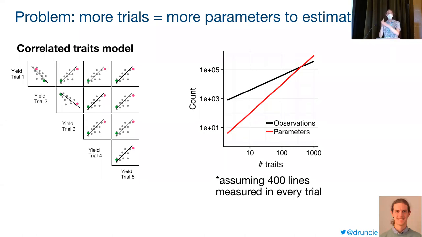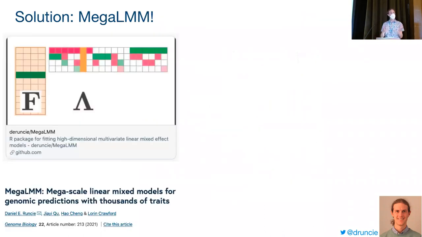And so you get very close, very quickly, to a situation where you have more parameters to estimate than data. That's a classical statistical problem where we run into issues. This is a problem that my group has worked on for a number of years. In collaboration with Lorin Crawford, who we heard from earlier, we have developed this R package and a statistical model called MegaLMM, which we think is very effective at fitting what we call multivariate linear mixed models to estimate all these parameters very efficiently.